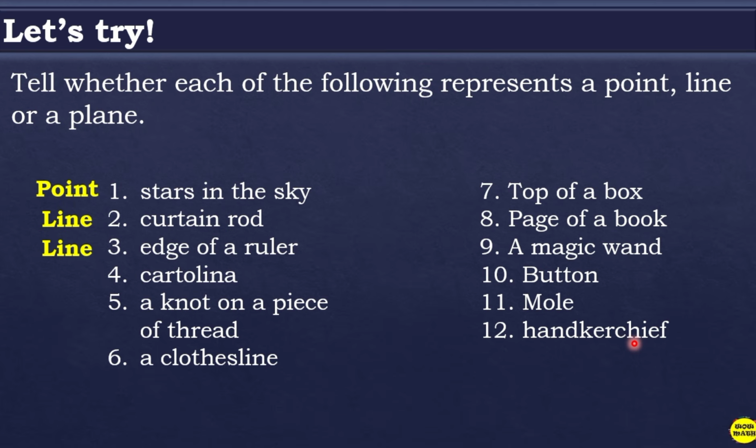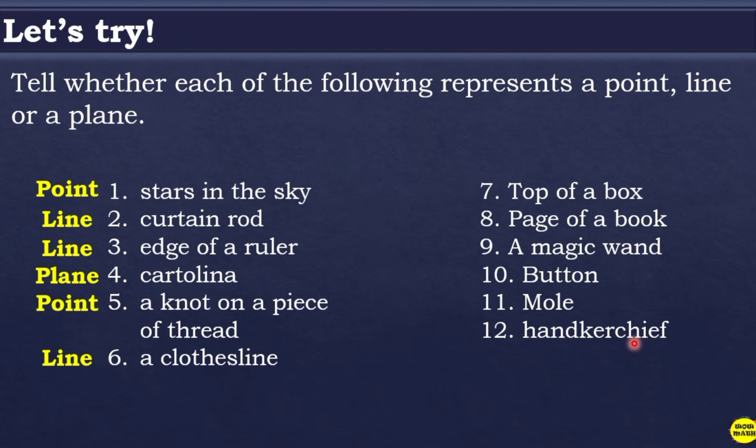How about a cartolina? One whole cartolina is a plane. And then a knot on a piece of thread. When we say knot, it is not the thread itself. When we say thread, that is a line. But what is said here is a knot. If you tie a knot on the thread, that is already a point. A clothesline is a line.